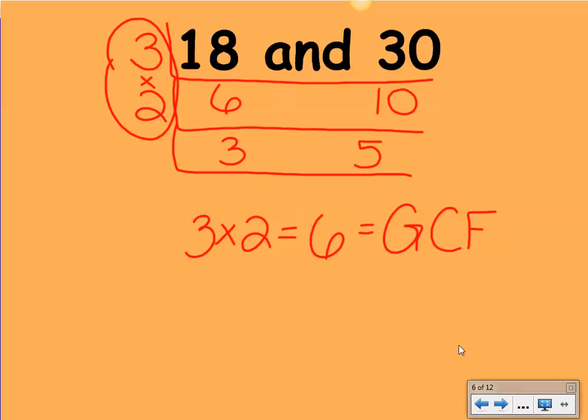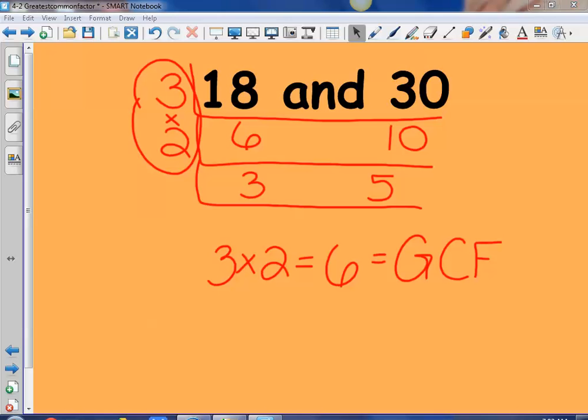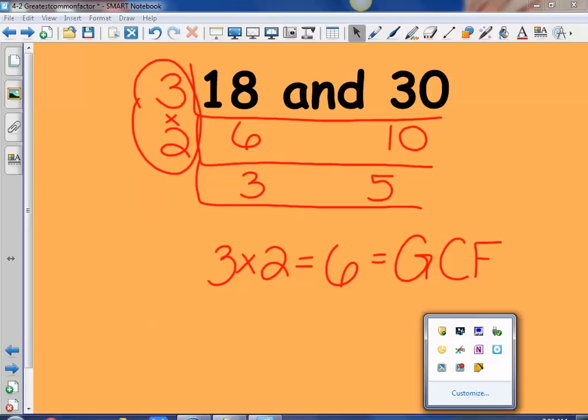This is a very new and complicated way, so we'll work on this more in class on Monday, or actually Tuesday, because you guys don't have school on Monday. So enjoy your long weekend.